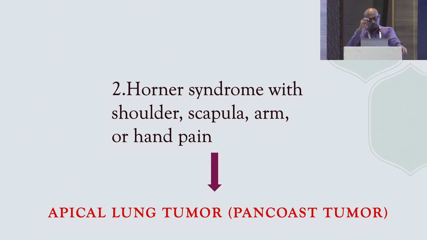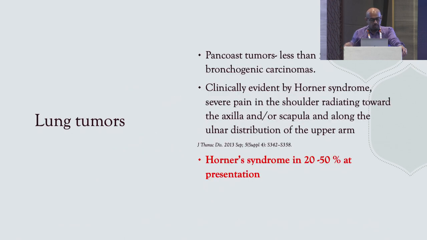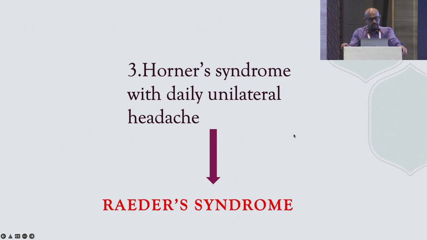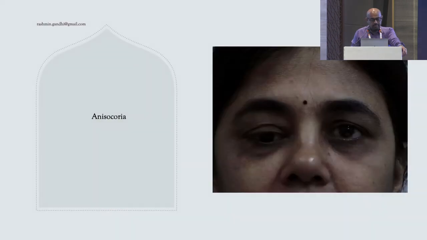Horner syndrome with shoulder, scapula, arm, or hand pain can be a sign of an apical lung tumor, Pancoast tumor. And 20 to 50% of all Pancoast tumors had Horner syndrome on presentation. So that's the reason for the importance of knowing about a shoulder pain. And third is Horner syndrome with unilateral headache, which can be because of trigeminal neuralgia. Generally, this headache would be cyclical but can be continuous, and this is something which will be dealt with by a neurologist. So that's about anisocoria, which was worse in a dim light.